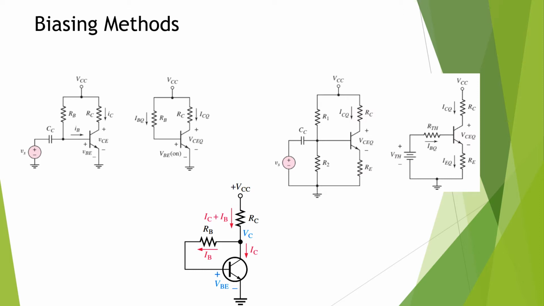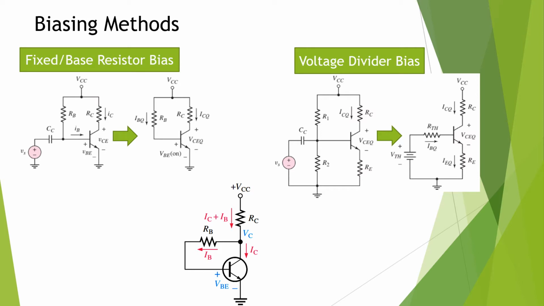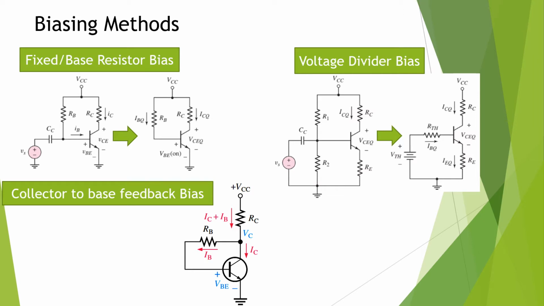The first method is fixed bias or base resistor bias. The second one is voltage divider bias, and the third one is collector to base feedback bias. See the first method, fixed bias. It is a simple circuit, which contains the DC source, that is VCC, and the signal source VI.